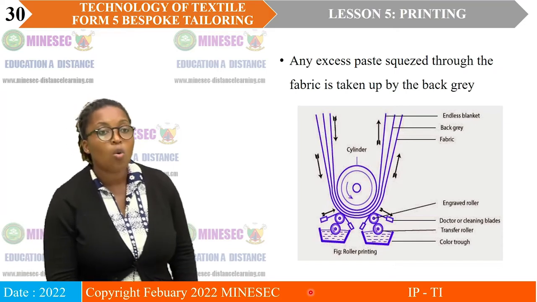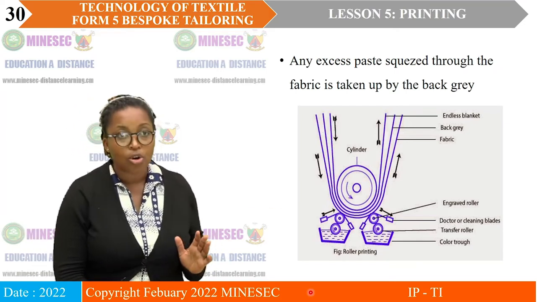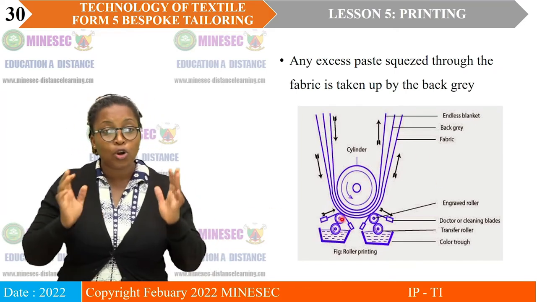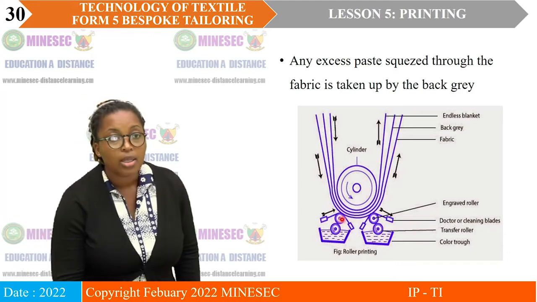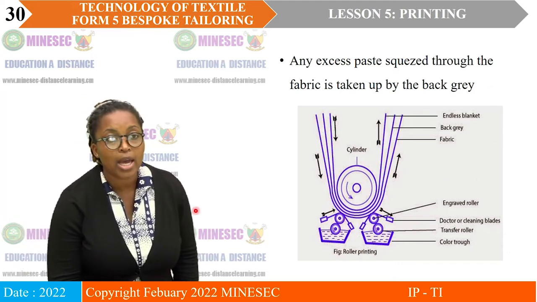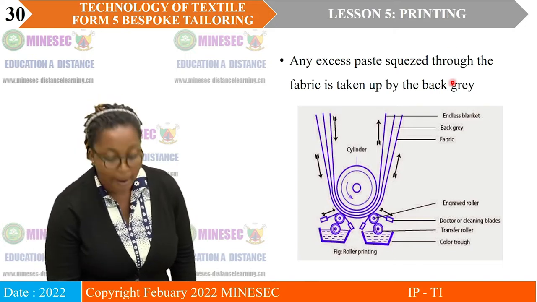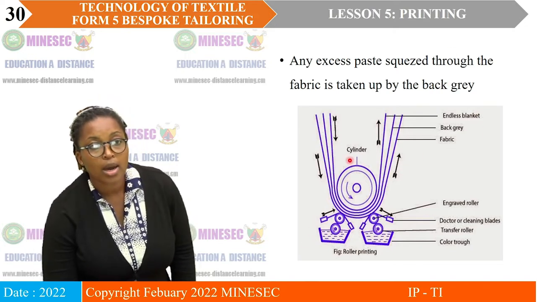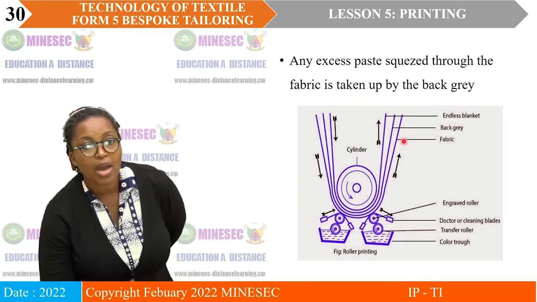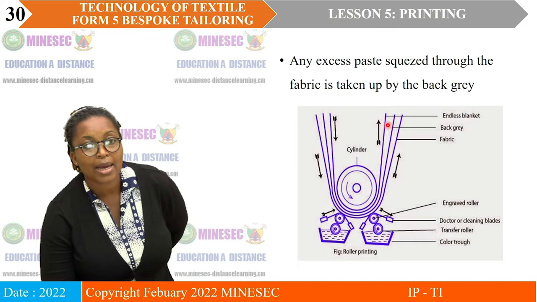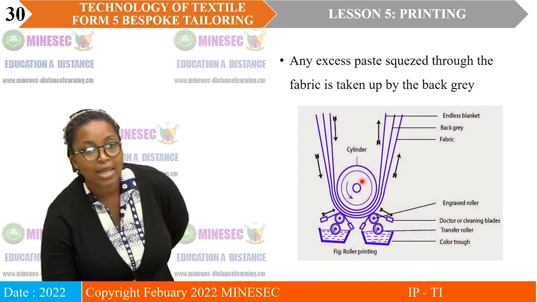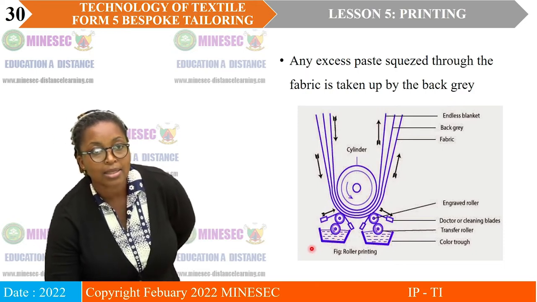So this is all what I was explaining, all that literature I was reading, and I asked you to follow the literature. This is all summarized in this diagram. This is roller printing summarized in the diagram. We said our fabric is on a cylinder here. And this is our fabric. And we have our back gray and our blanket. What are the uses? It's to absorb the excess dyes. This is our cylinder. And this is our trough where we said the dyes are located.